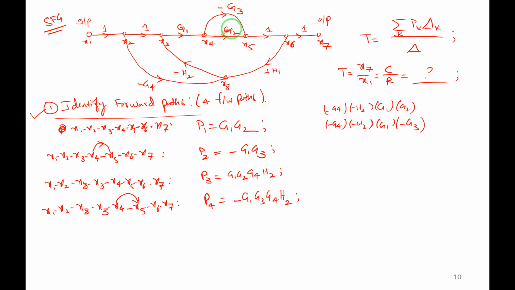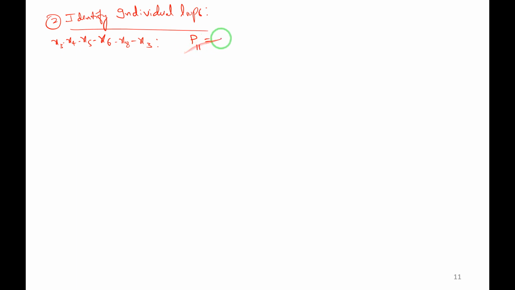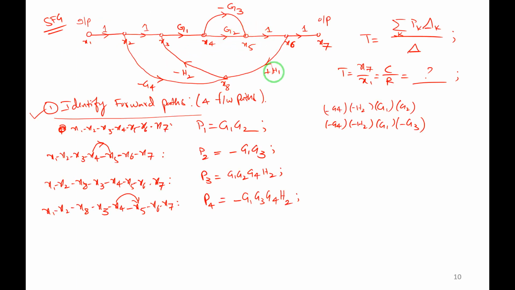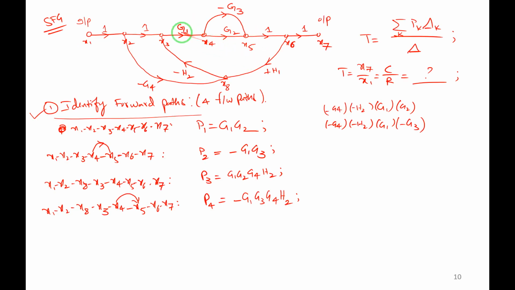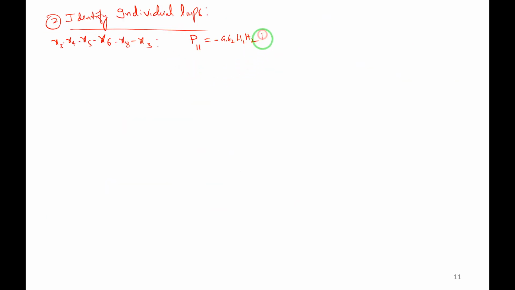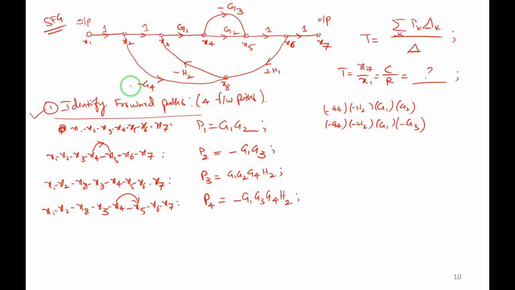So G1 into G2 into 1 into H1. Let me write it here, one by one. G1 into G2, 1 into H1, then minus H2. So this minus I will take here, H2. I hope you got it. Multiply G1 into G2 into 1 into plus H1 into minus H2. So I will be getting this. Then next, we'll try to identify if there is any other individual loop.